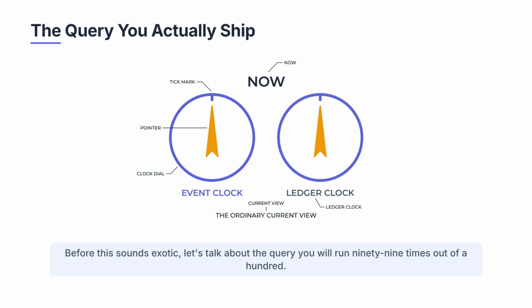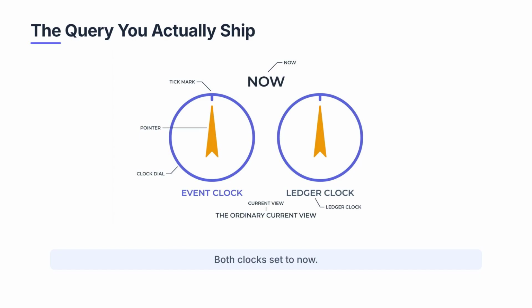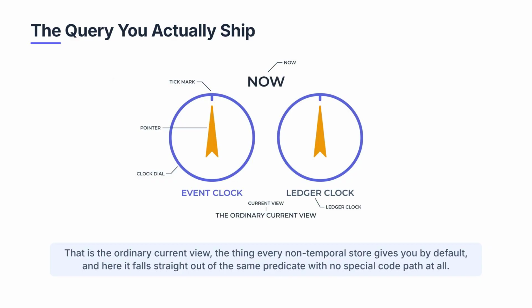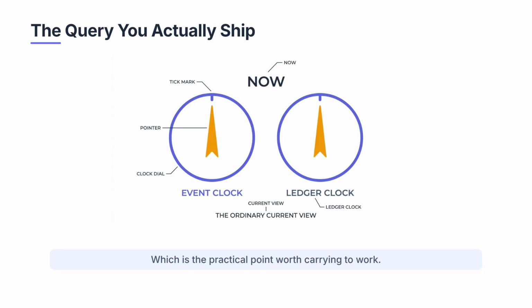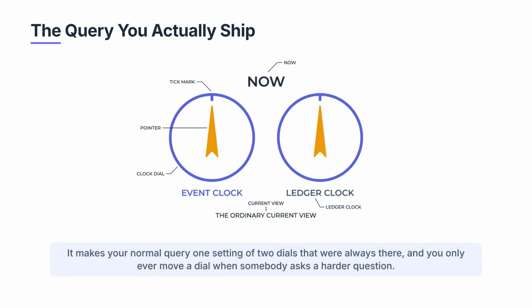Before this sounds exotic, let's talk about the query you will run 99 times out of 100. Both clocks set to now. What is true as far as we currently know? That is the ordinary current view, the thing every non-temporal store gives you by default. And here, it falls straight out of the same predicate, with no special code path at all, which is the practical point worth carrying to work. Bi-temporal storage does not replace your normal query. It makes your normal query one setting of two dials that were always there, and you only ever move a dial when somebody asks a harder question.